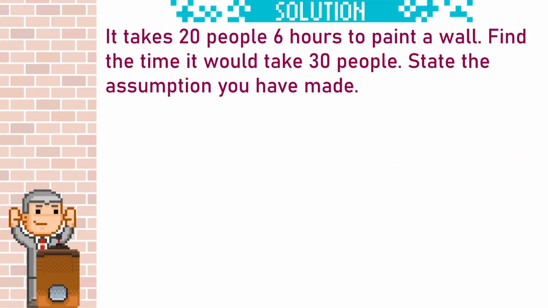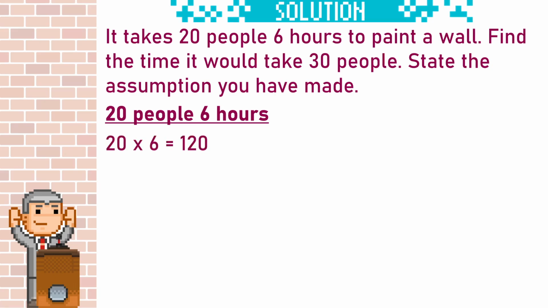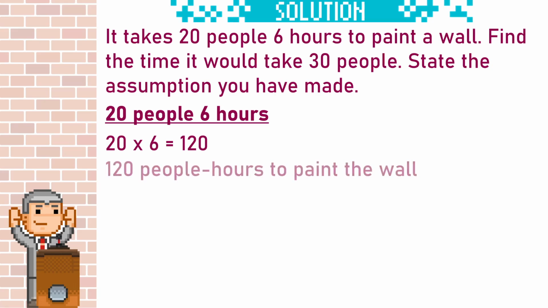In this question we're told that it takes 20 people 6 hours to paint a wall, and we're asked to find the time it will take 30 people, and we need to state the assumption that we've made. So we've got 20 people and it takes them 6 hours. The first step is to find the people hours that the job requires by just multiplying the 20 by 6 to find 120 people hours are required to paint the wall.